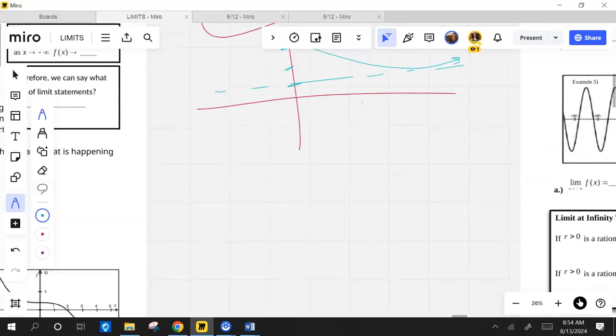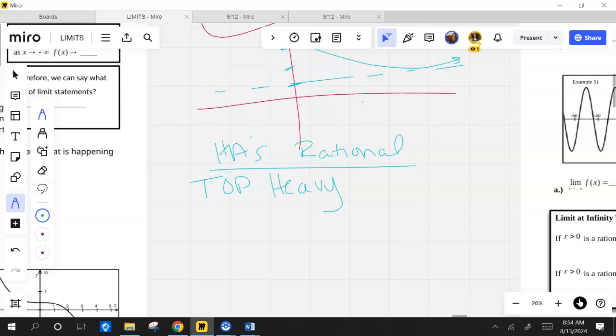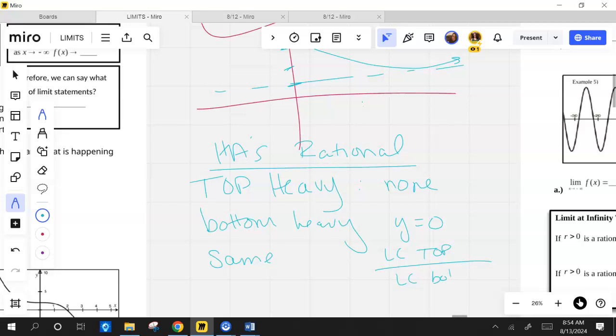Y'all want me to write those? These are for horizontal asymptotes. Rational. What's a rational function? Fraction. Right. Top heavy, meaning the degree of the top is bigger than the degree of the bottom: no horizontal asymptote. Bottom heavy: 0. And same degree: leading coefficient of the top divided by leading coefficient of the bottom.